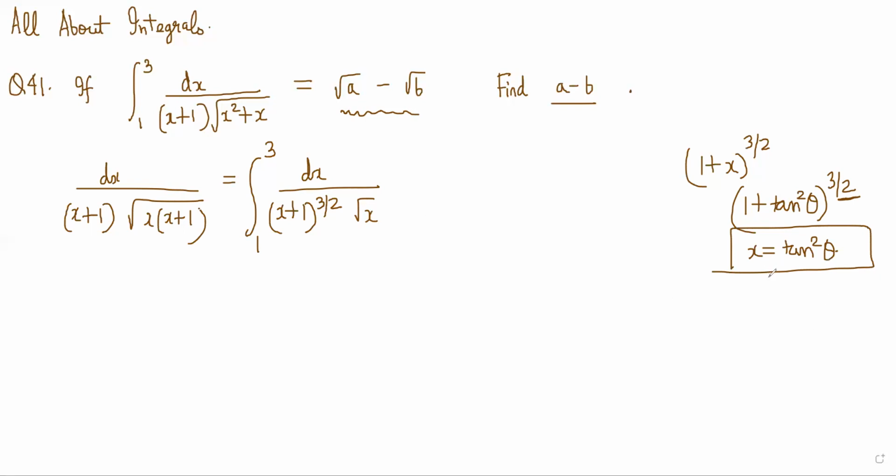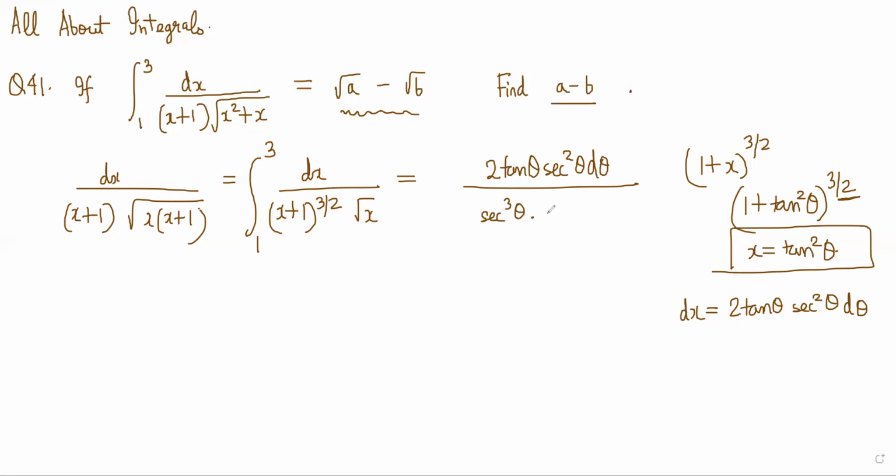So if I put x is equal to tan square theta here, my dx becomes 2 tan theta secant square theta d theta. And this is becoming now 2 tan theta secant square theta d theta divided by (1 plus x, which is tan square theta), so secant square theta whole 3 by 2. So that is sec cube theta. And this is root of tan square theta, so that is tan theta, right? So you get cancels, and this becomes sec theta here. And the integral basically is simply 2 cos theta, which is fairly straightforward.